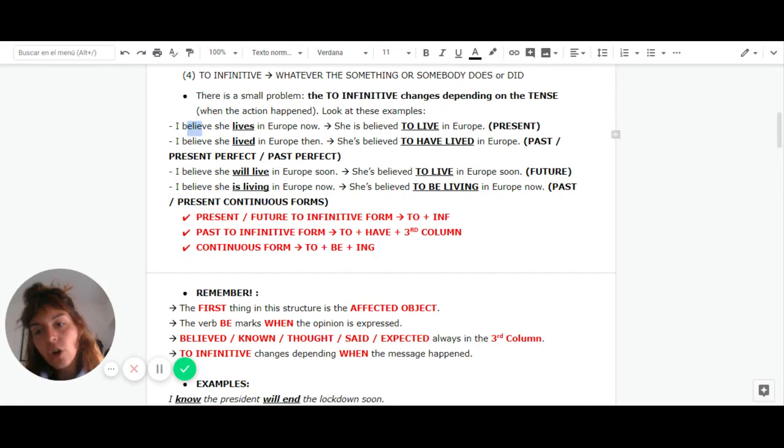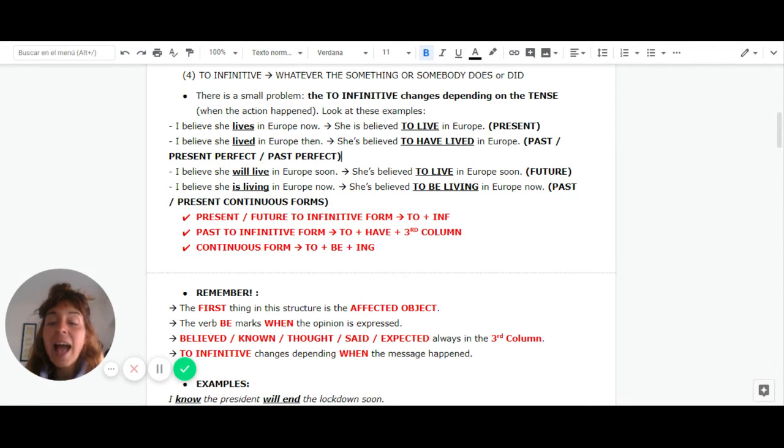Se creyó. Believe. Lo pongo en la tercera columna. Believed. ¿Qué pasó con esta persona? ¿Qué se cree, se pensó de esta persona? She lives in Europe. Perfecto. Está en presente. Lives, lo pongo con to infinitive. To live in Europe. No problem.